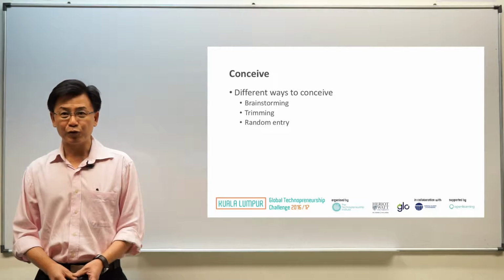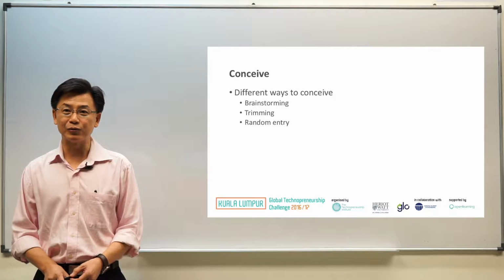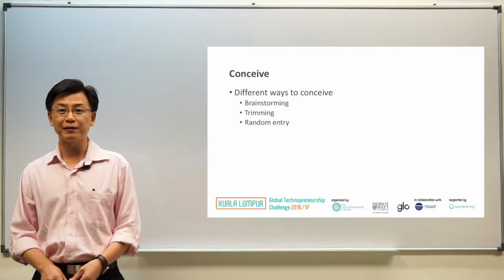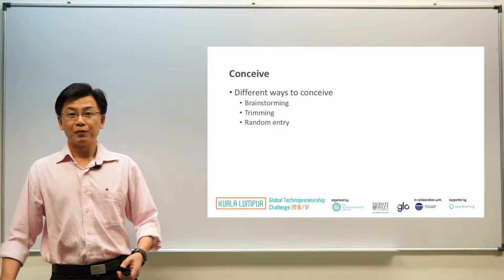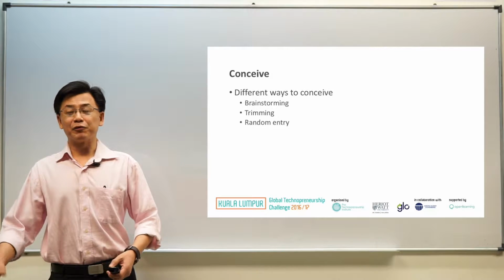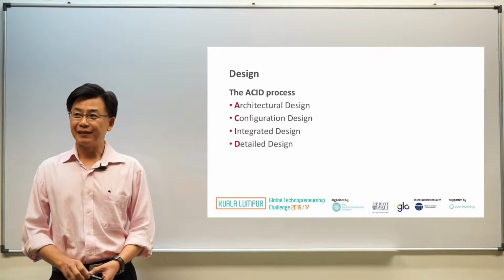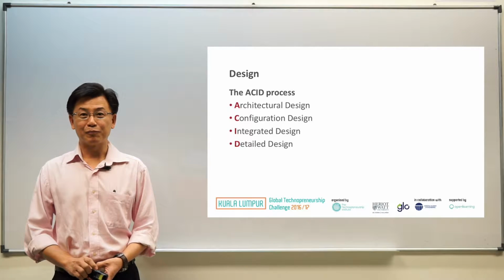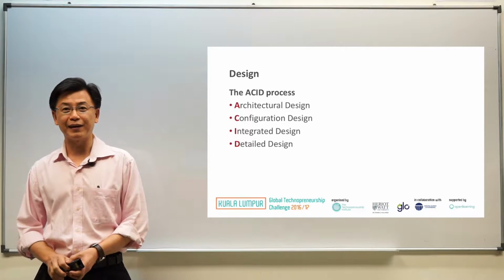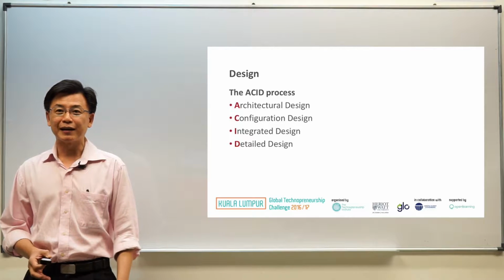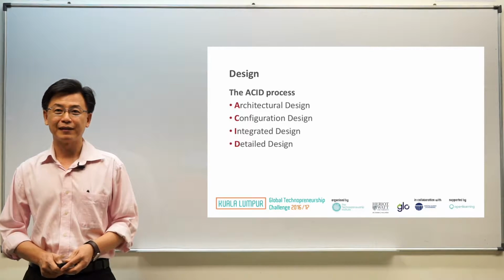So, how do you conceive? You can conceive using many techniques depending on the process that you come up with. It could be as simple as brainstorming, some trimming technique, trees, design thinking, or a random thought that God gave you. You may want to choose the technique that Prof. Mushtaq has in his book, where he used the ACID process, which first came with the architecture design, and then the configuration design, and integrated design, and then the detailed design.